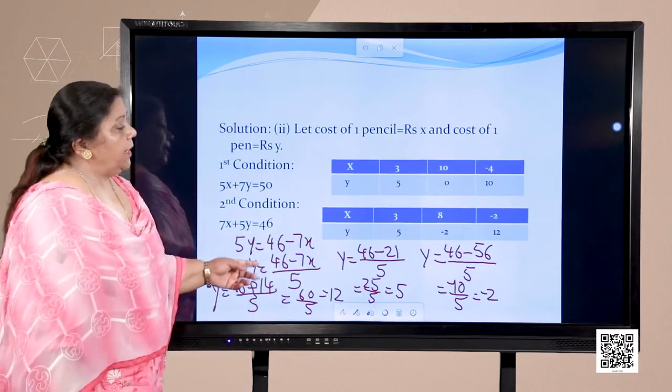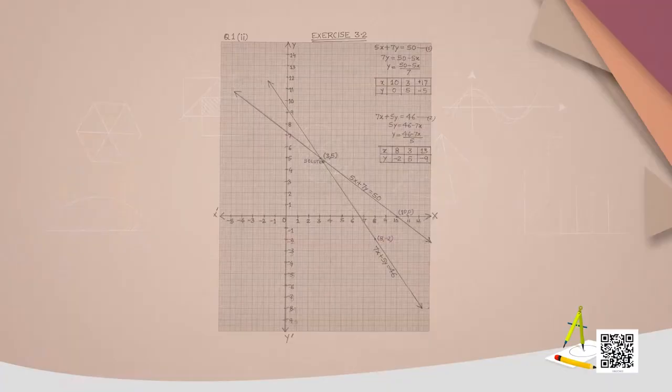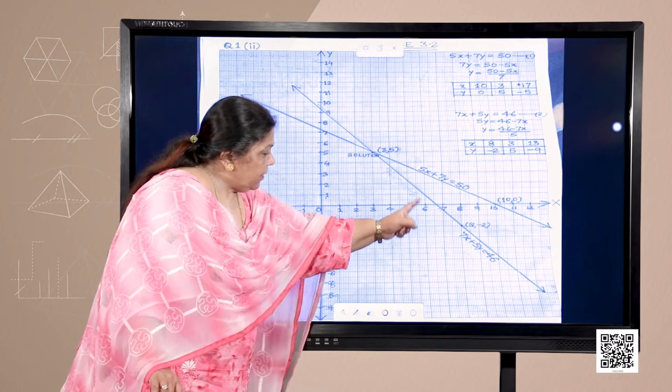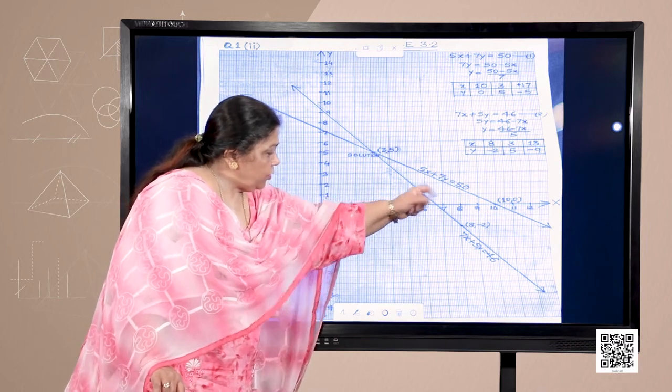I hope it is clear. Now let us see the graph of these equations. See here we have the points. This is the graph of the equation 5x plus 7y is equal to 50.